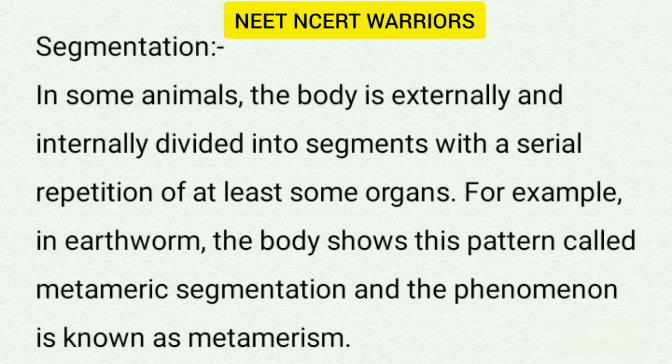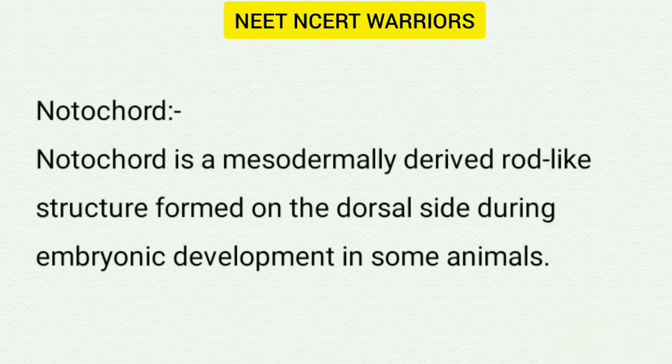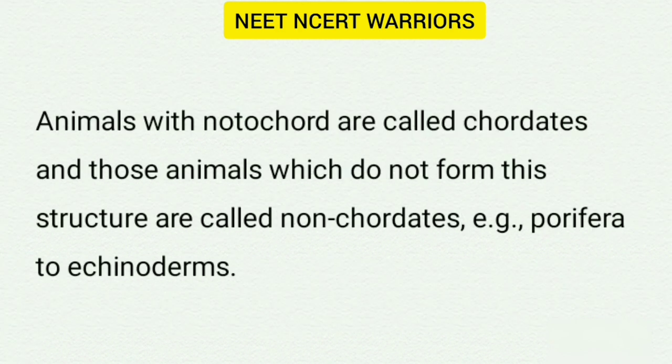Topic: segmentation. In some animals, the body is externally and internally divided into segments with a serial repetition of at least some organs. For example, in earthworm, the body shows this pattern called metameric segmentation, and the phenomenon is known as metamerism. Topic: notochord. Notochord is a mesodermally derived rod-like structure formed on the dorsal side during embryonic development in some animals. Animals with notochord are called chordates, and those animals which do not form this structure are called non-chordates.